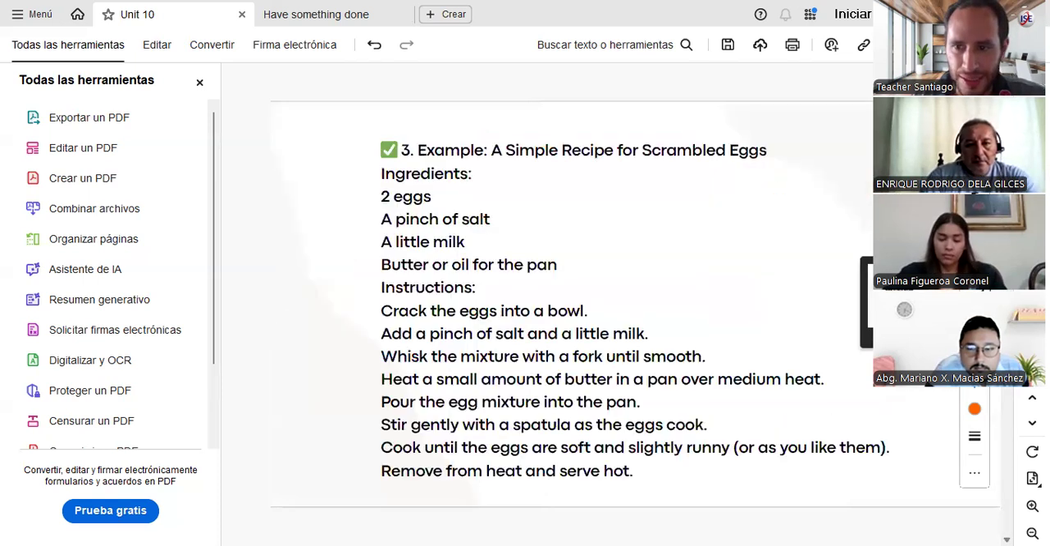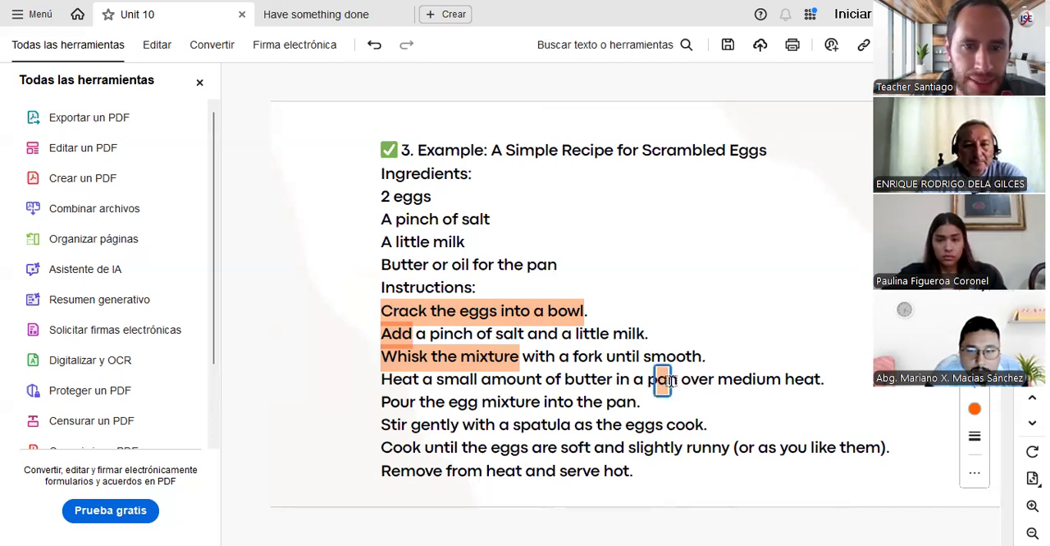Okay, let's continue. So, example, a simple recipe for scrambled eggs. Scrambled means huevos revueltos, right? Scrambled eggs. So, ingredients: 2 eggs, a pinch of salt, a little milk, butter or oil for the pan. Instructions. So, crack the eggs into the bowl. Add a pinch of salt and a little milk. Notice here the words of instruction. Whisk the mixture with the fork until smooth. Heat a small amount of butter in a pan over medium heat.